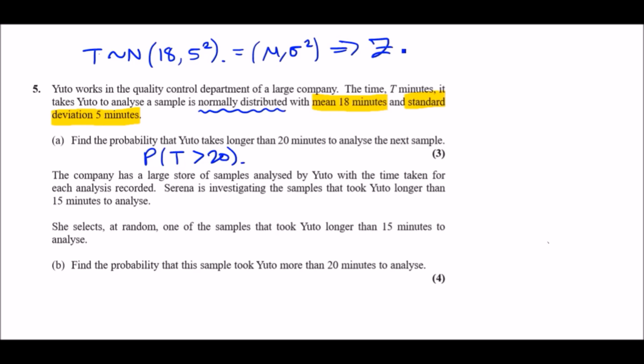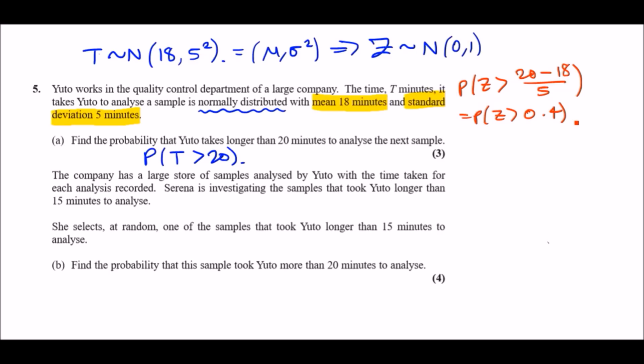So this is known as the standard normal. That's exactly what the normal table follows, which is normally distributed with mean 0 and standard deviation 1. Let's check it out. To convert it, we say, if t is greater than 20, then z must be greater than 20 minus the mean, which is 18, over the standard deviation, which is 5. Tidying up and smashing this in your calculator, you should get 0.4.